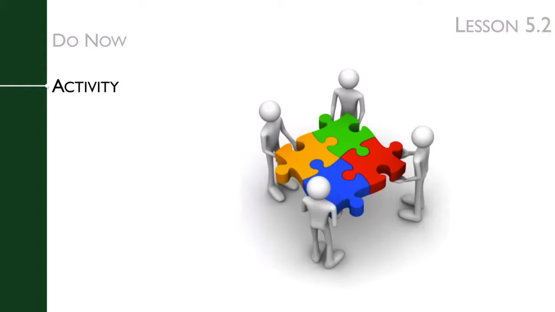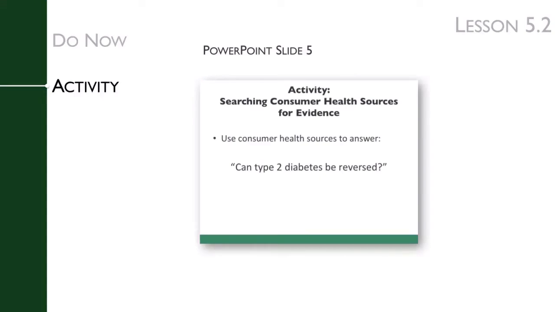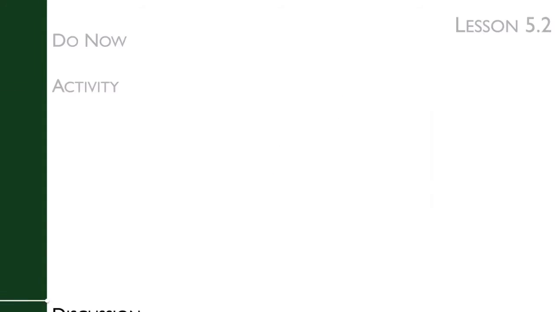Students likely will not find an answer to the research question on the consumer health websites because this is a new area of research, so the data haven't been around long enough to make it to the consumer health resource level. And reversing diabetes is actually a cellular change. Reading about a disease at the cellular level usually requires going to the expert level resources.